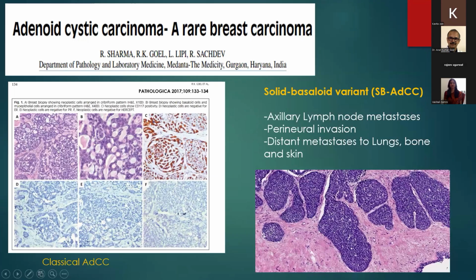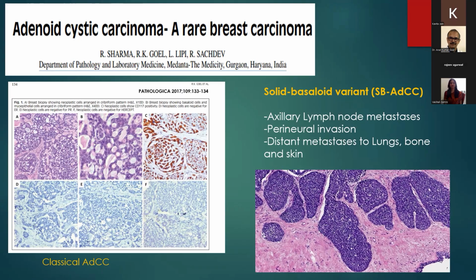So this is one of our cases, again, which had both the cribriform pattern and the tubular pattern. Classical adenoid cystics have a favorable prognosis. They do not usually have perineural invasion. Lymph node metastasis is also very rare. However, the solid basaloid variant has chances of perineural invasion, axillary lymph node metastasis, and at times distant metastasis to the lung; skin is common.